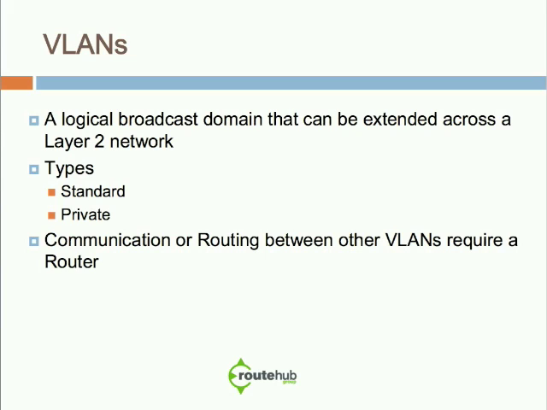The one note about VLANs is that communication or routing between VLANs requires a router. Natively, they cannot communicate with each other. So if I have a VLAN for engineering and one for marketing, and they need to communicate by whatever means, it requires that there is a router in between these two VLANs in order for them to communicate with each other.